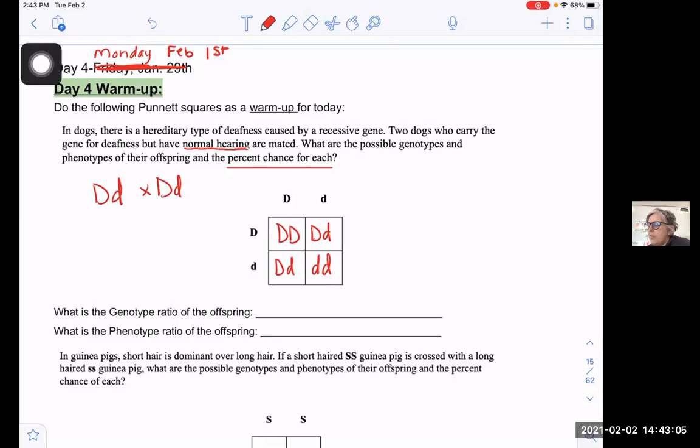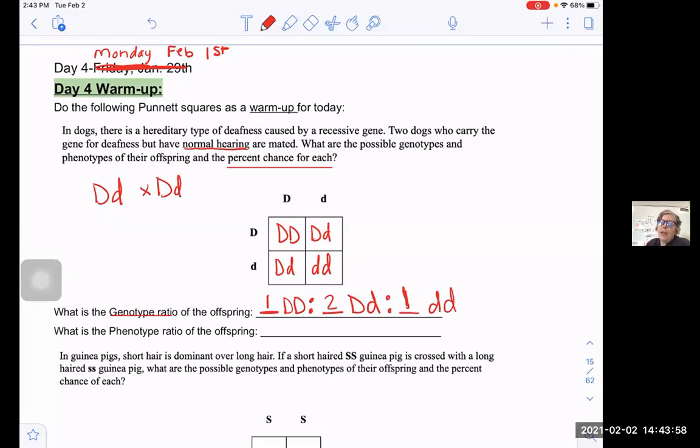Okay, so we talked Friday about genotype ratio, which is counting up the number of puppies that would be homozygous dominant. That's always the first number in your genotype ratio. So the first number would be 1, right? Because if we look at the babies, there's 1 possible homozygous dominant. Then you're going to count up the number that are heterozygous for deafness, and there are 2, this square and this square. And then the last number is how many are homozygous recessive, and there is 1.